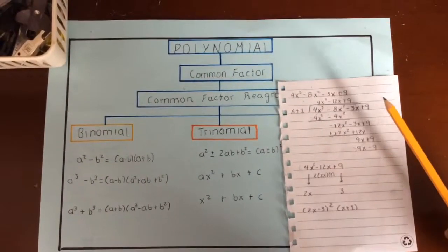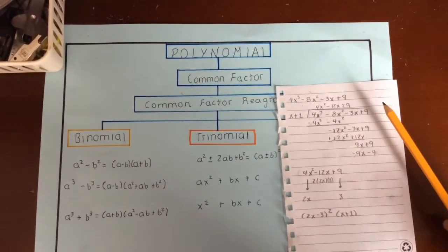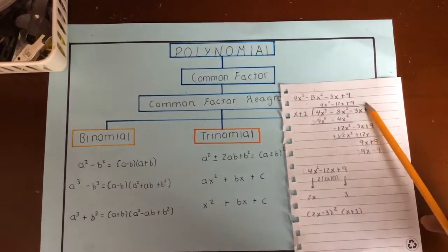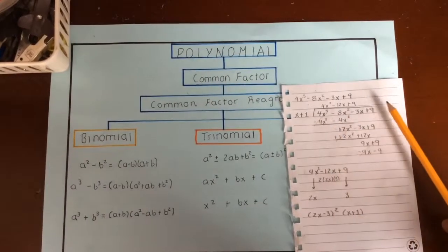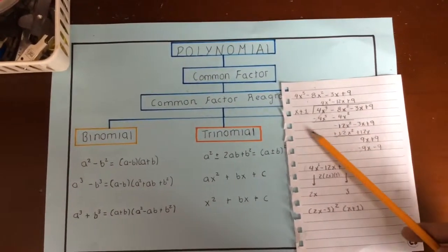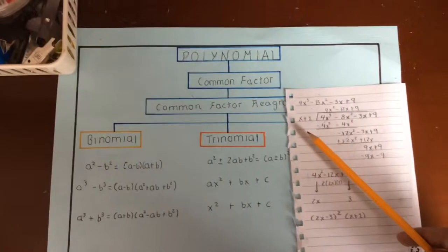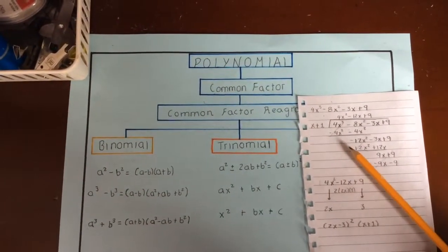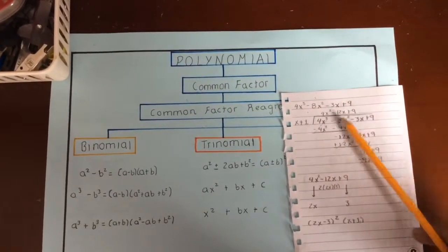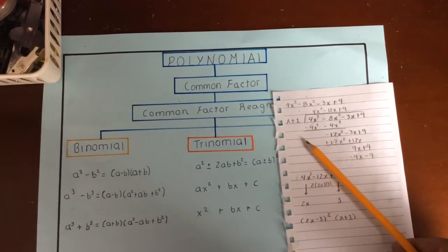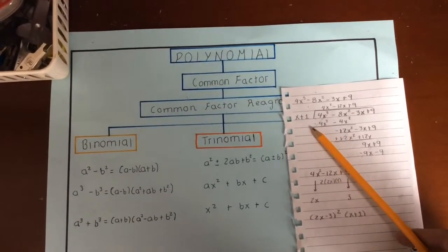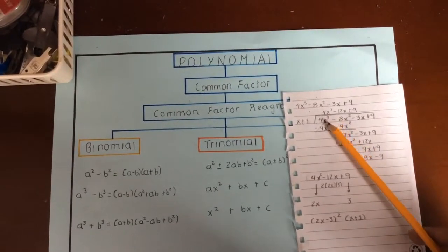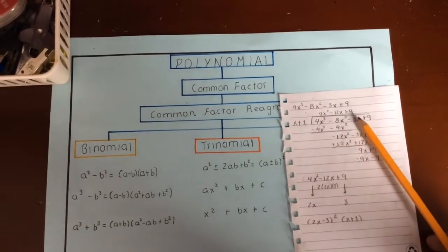We try with minus 1 and it gives us 0, so we need to use the opposite answer. If it was minus 1 in the question, we will put plus 1. If it was plus 1, we need to put minus 1. But in this case, it gives us minus 1, so we put plus 1. So we divide this and it gives us the answer of 4x squared minus 12x plus 9.